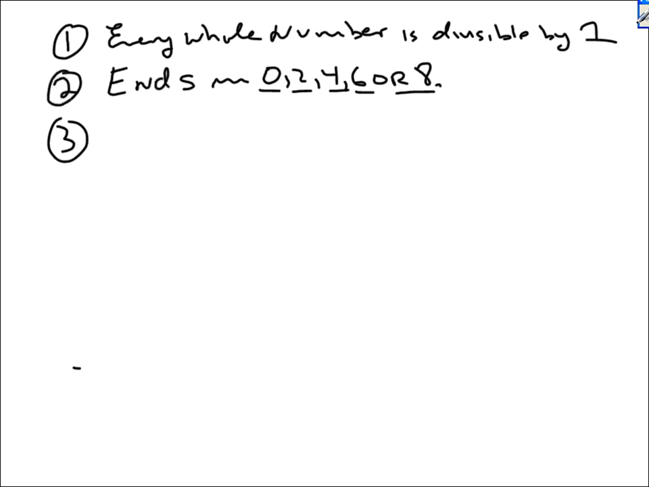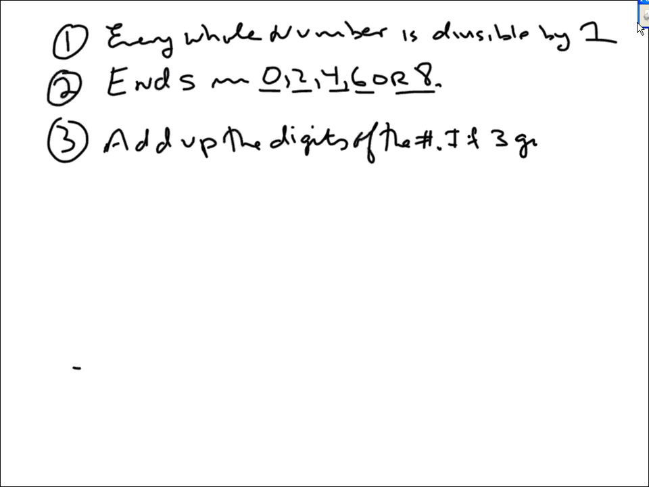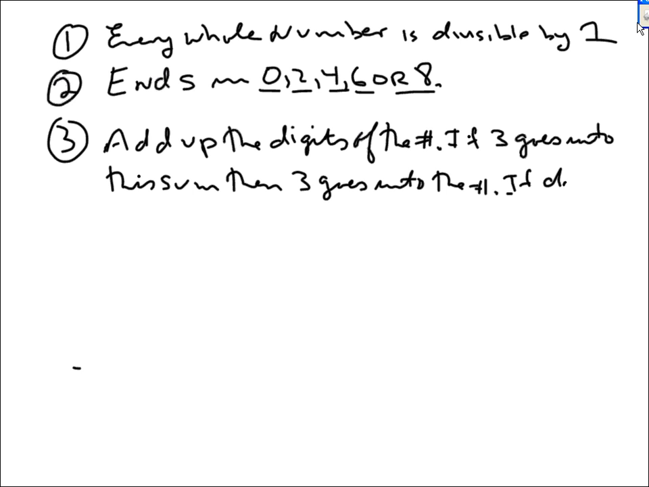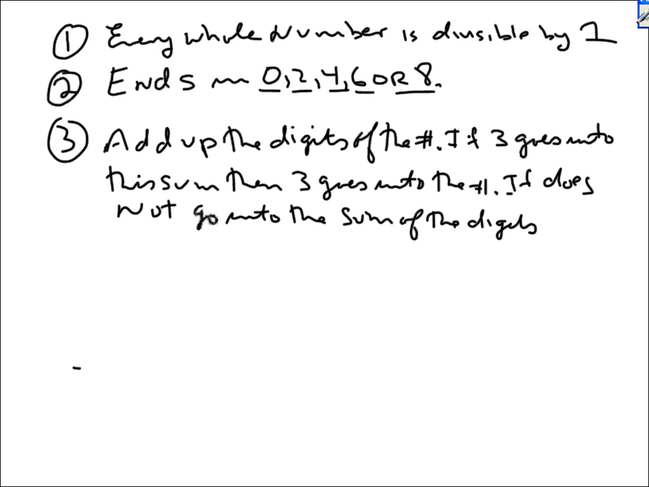Okay, 3. The test for divisibility by 3. You add up the digits of the number. If 3 goes into this sum, then 3 goes into the number. If 3 does not go into the sum of the digits, then 3 does not go into the number.